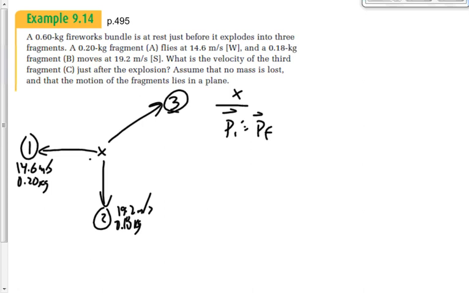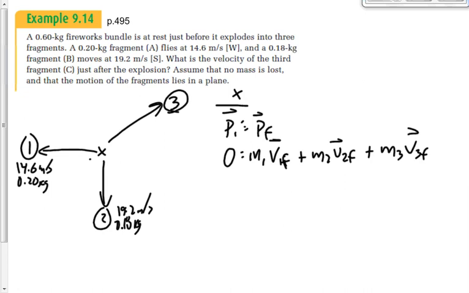As this object is at rest before it explodes, its initial momentum is 0. The final momentum this time is due to 3 objects. I think this is the first question we've had this year where there's been more than 2 objects on one side. But it doesn't need to mess things up. It doesn't need to confuse us. We just have an extra term, that's all.